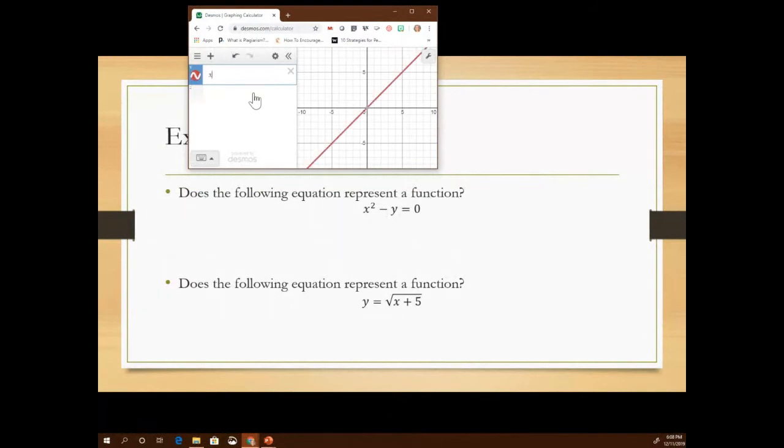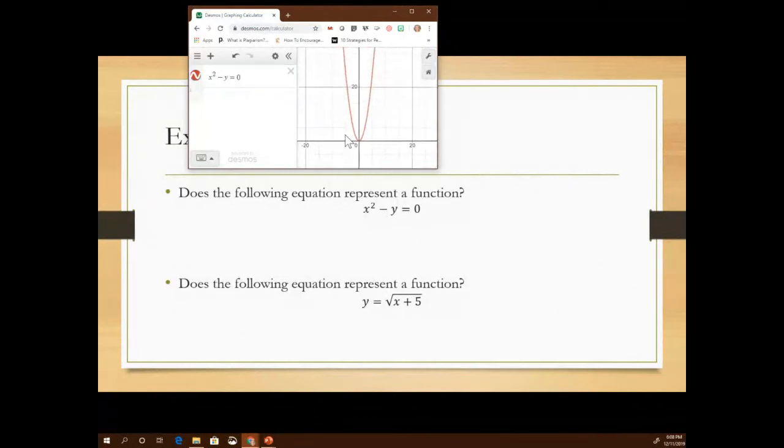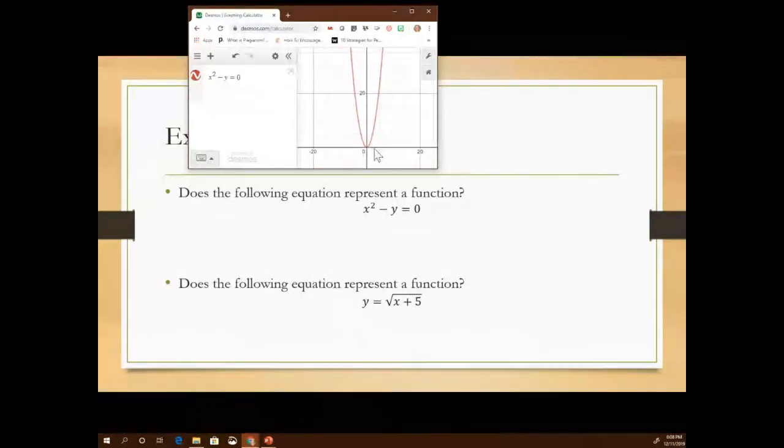Okay, so the first one is x squared minus y equals 0. So this gives us a parabola, and I can zoom out here. Even though it's not written in our normal form for a quadratic, we are getting a quadratic out here. And so when we're looking at a graph, we're looking at the vertical line test. Basically, if you draw a vertical line anywhere, is it going to hit your graph twice? And in this case, no. No matter where we draw a vertical line, I'm only going to hit that red parabola once. So this x squared minus y equals 0, that is a function.